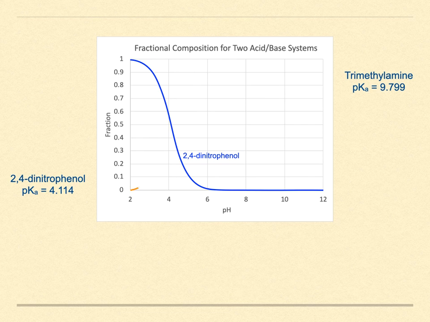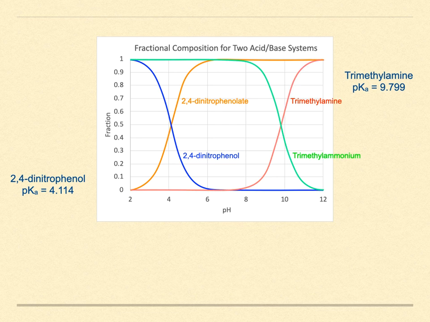The conjugate base, the phenolate, starts off with no presence, but rises to 50% where the pH equals the pKa. It continues to become the dominant form at all higher pH values. In the case of trimethylamine, the ammonium form dominates at low pH and starts to drop as the pH approaches its pKa value, and the amine rises to dominate at higher pH values. Note how the curves for the two forms cross each other at 50%, and the crossing occurs exactly when the pH equals the pKa. So let's extend this to a diprotic molecule.